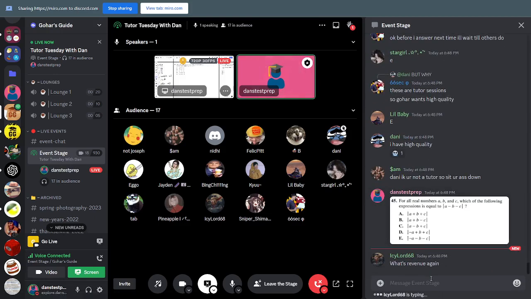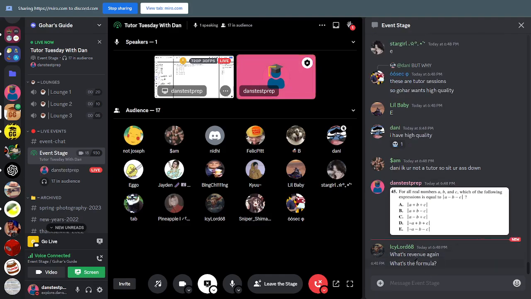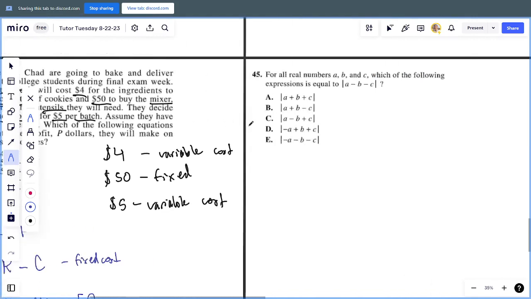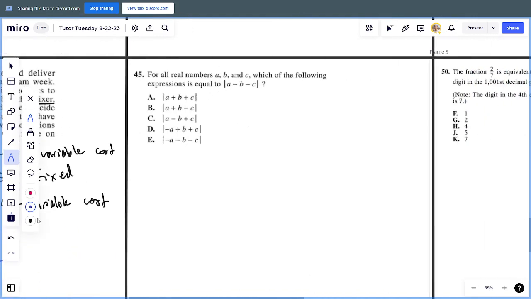Revenue is just the amount of money you make. And I guess it just depends. Like for here, it's just going to be $5 per batch. For the next one, I'm going to do some nice different colors here.